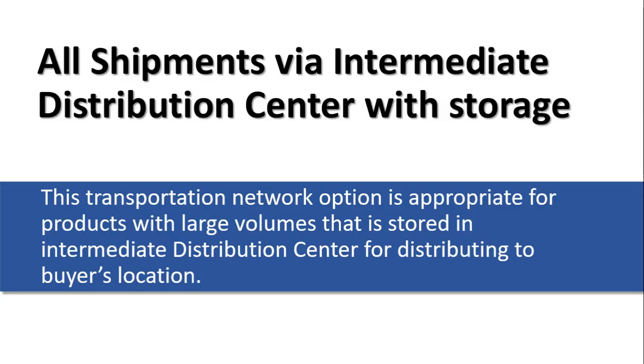Next up, all shipments via intermediate distribution center with storage. Here, all shipments are stored in an intermediate distribution center. Suppliers send all products to the distribution center, and the products will be shipped to the buyer's location according to their desired amount. As a full truckload is received from the supplier, the inbound transportation cost can be maintained at a minimum, whereas the outbound, being not coordinated, cannot be maintained.